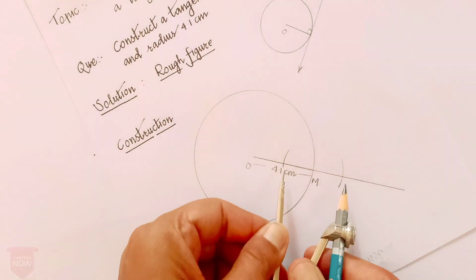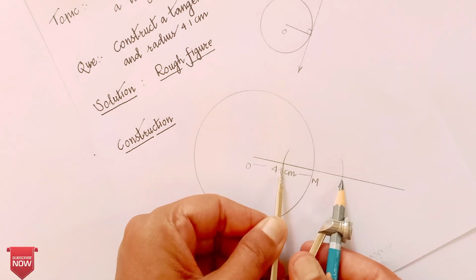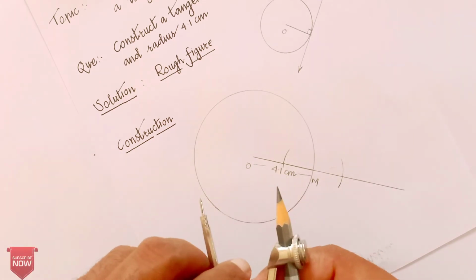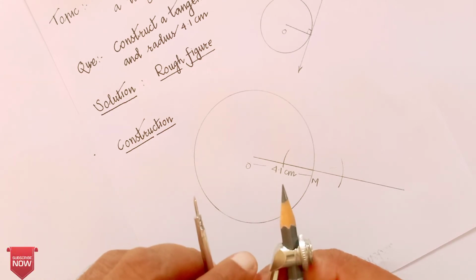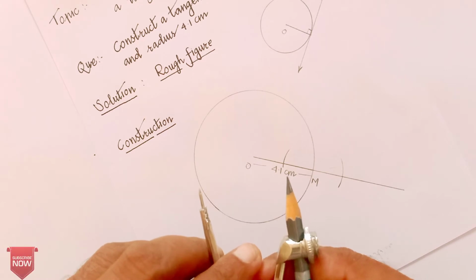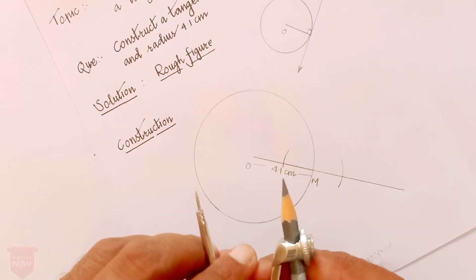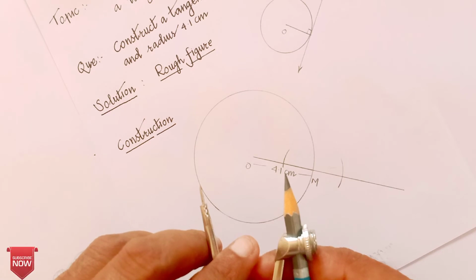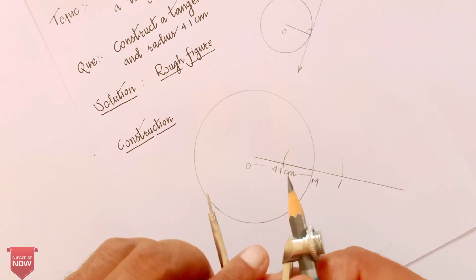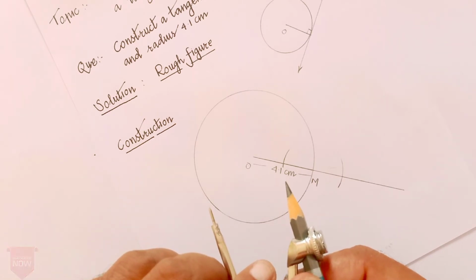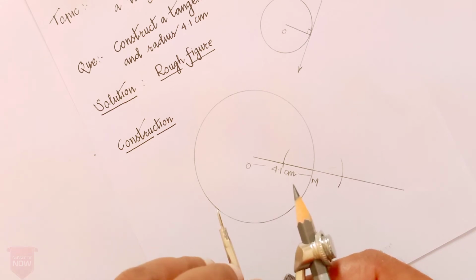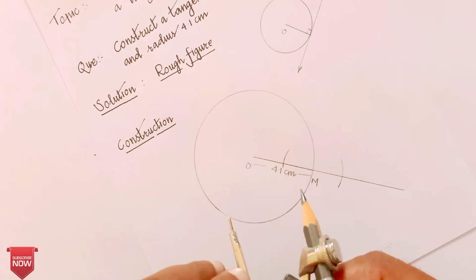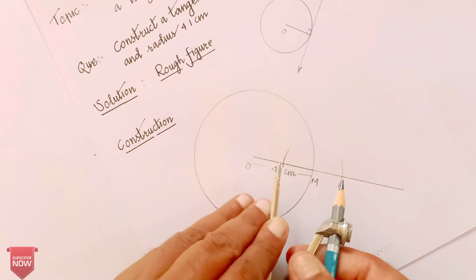Now this will become our segment, and you know very well how to draw a perpendicular bisector, because this technique is very necessary. Those who don't know how to draw a perpendicular bisector, you can see our previous videos. In the section of the basics of maths, we have given these videos. So this is the segment.